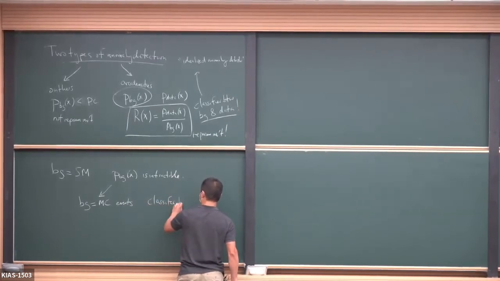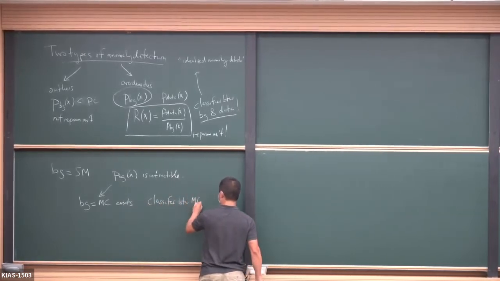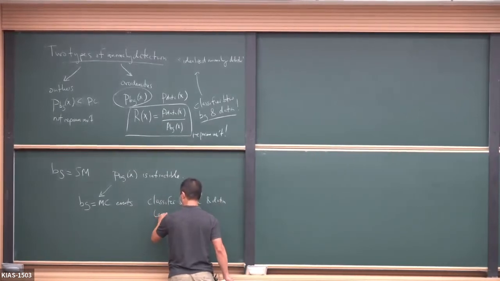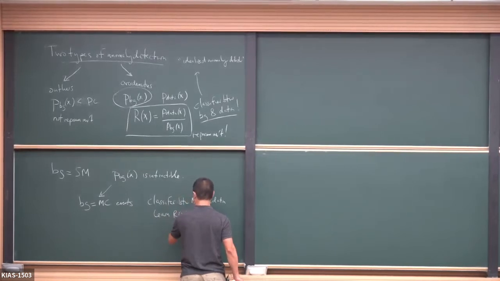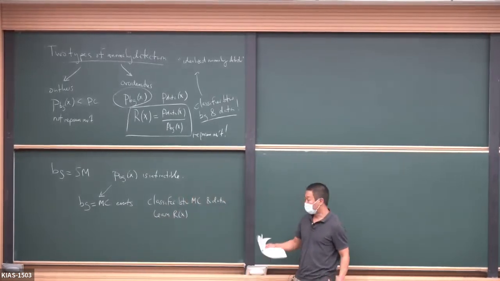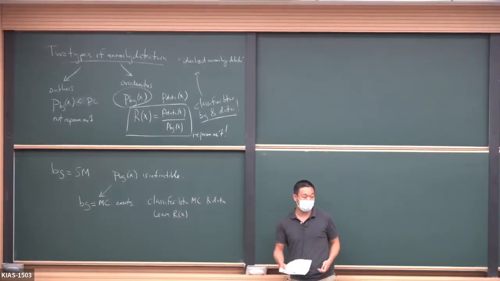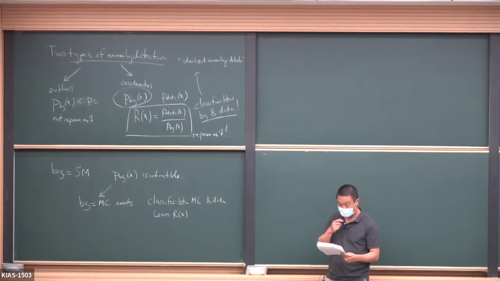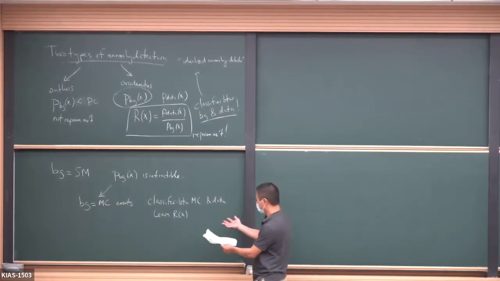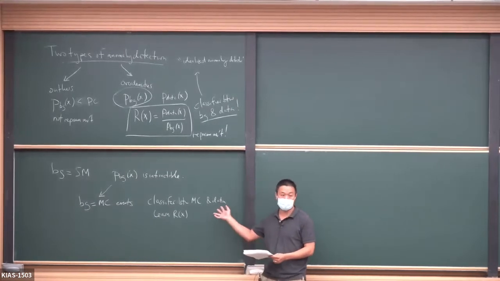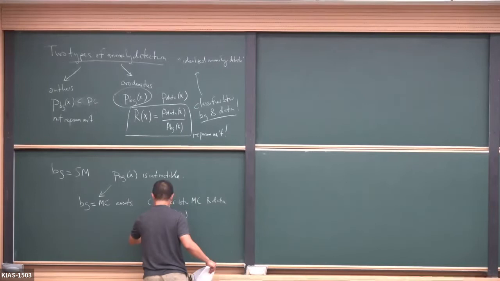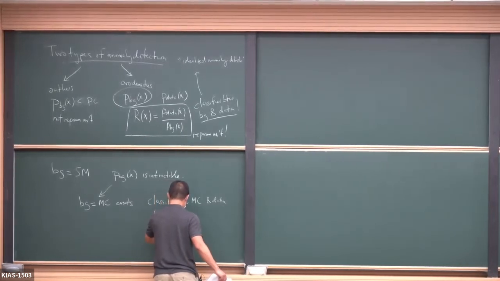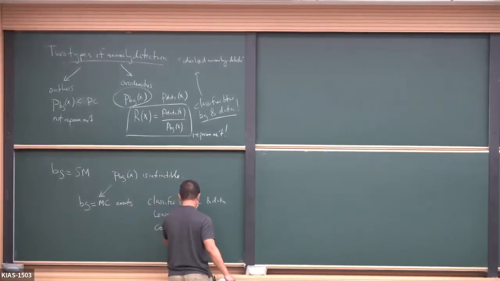So if you could do that, then you could train a classifier between Monte Carlo and data and learn R of X. This is an idea that's been explored by some people. And like Gregor said, it's perfectly viable. It's as good as your Monte Carlo is. So it could work if Monte Carlo is good enough.